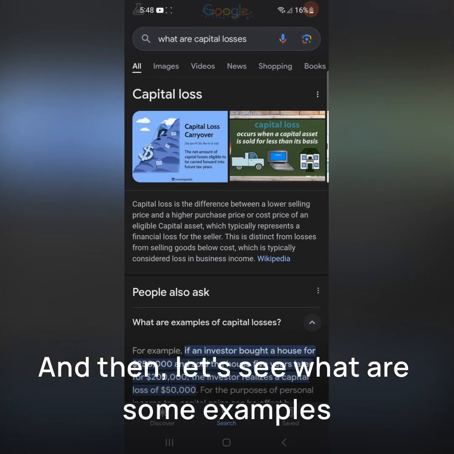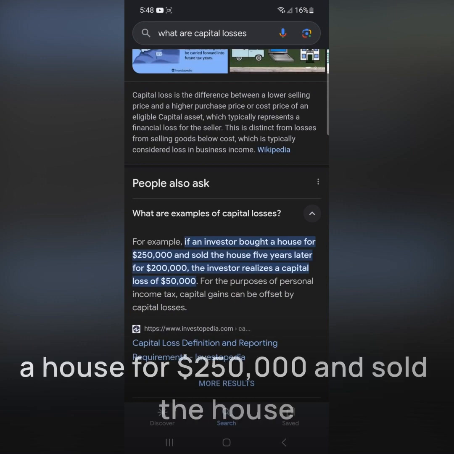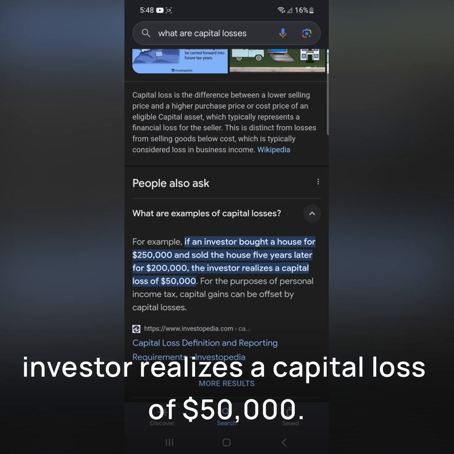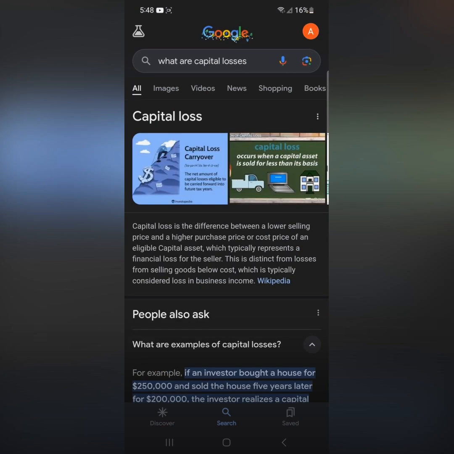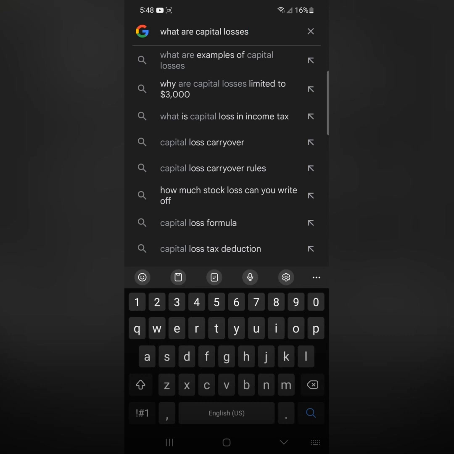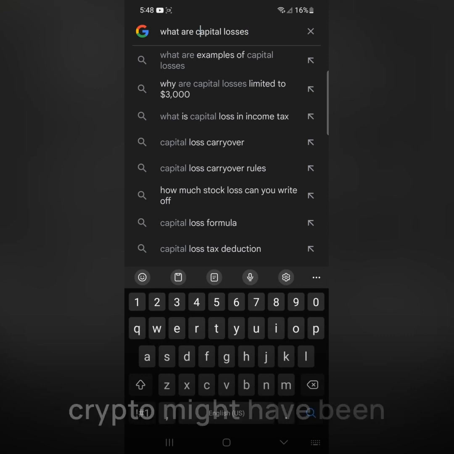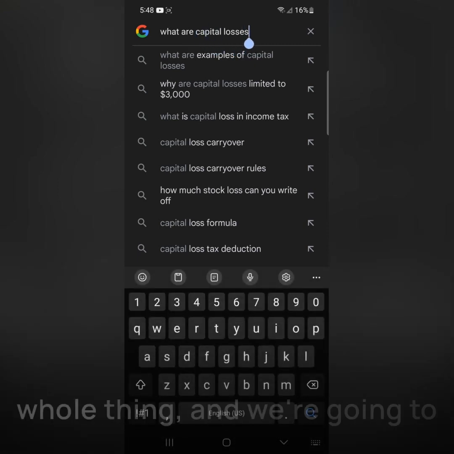And then let's see what are some examples of a capital loss. If an investor bought a house for $250,000 and sold the house 5 years later for $200,000, the investor realizes a capital loss of $50,000. Now, this is why things like crypto might have been interesting to you. Hold on, let me erase this whole thing.